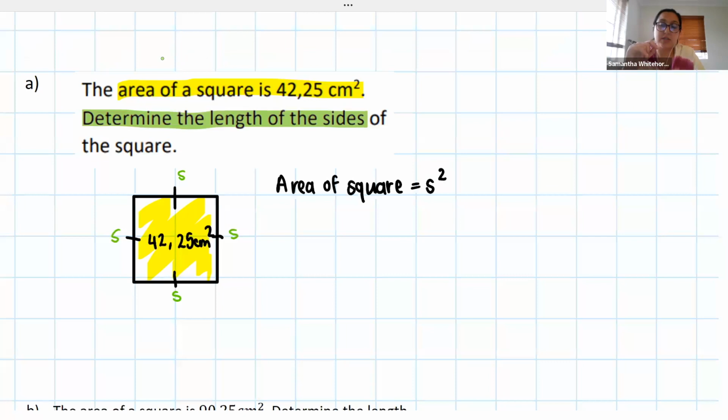And guys, you can check yourself. Once you have the S, sub it back into that formula. So say the side squared and make sure you do get 42,25. Remember, this is a length, so it's not an area, so we shouldn't have centimeters squared or anything like that. It's just a normal length, so normal centimeters.